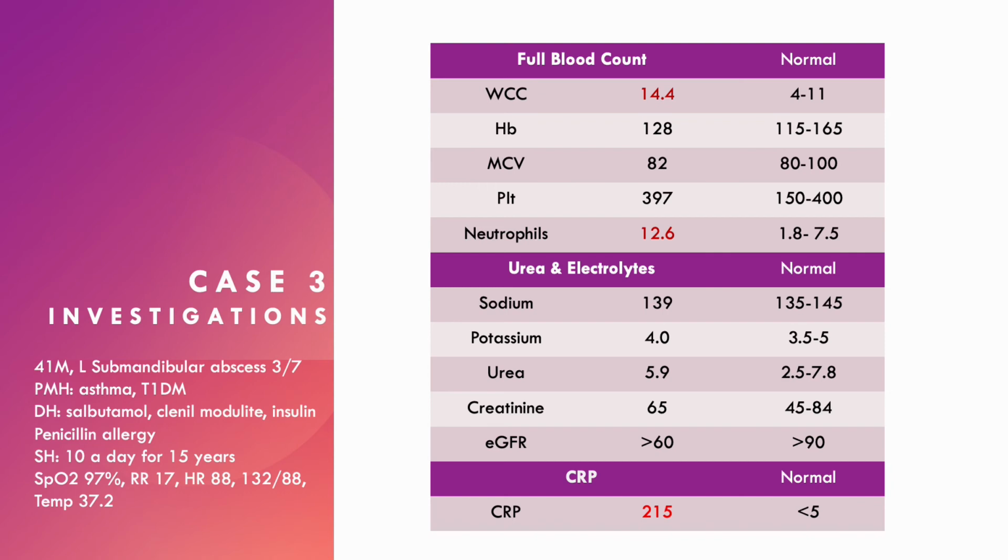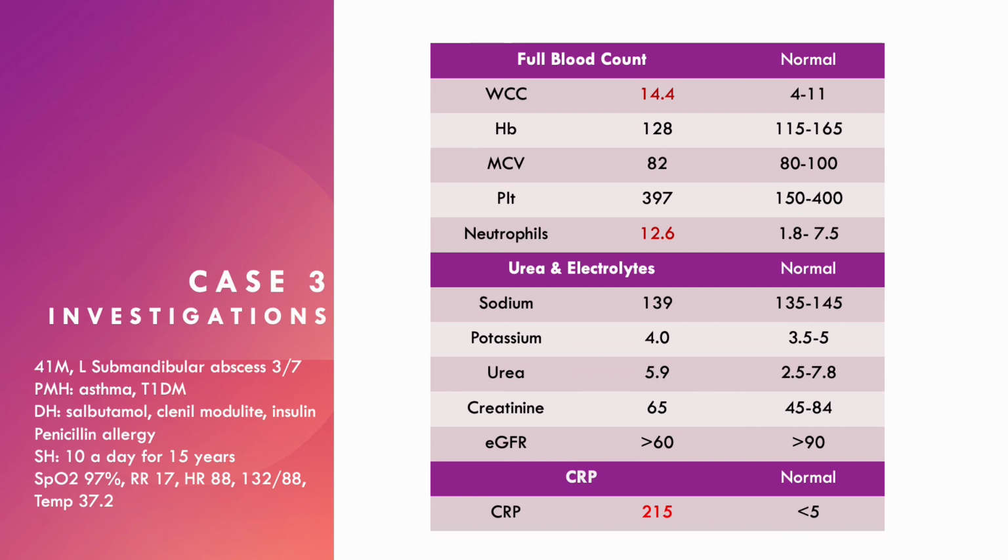So we get some investigations for the patient. You get some blood tests. So you have a little look at them. You look at the full blood count. The white cells are 14.4 and the neutrophils are 12.6. These are high, and it would be in keeping with an infection as well as a CRP of 215. So this patient has an infection. The patient's urea and electrolytes are normal, so there's no concern there.